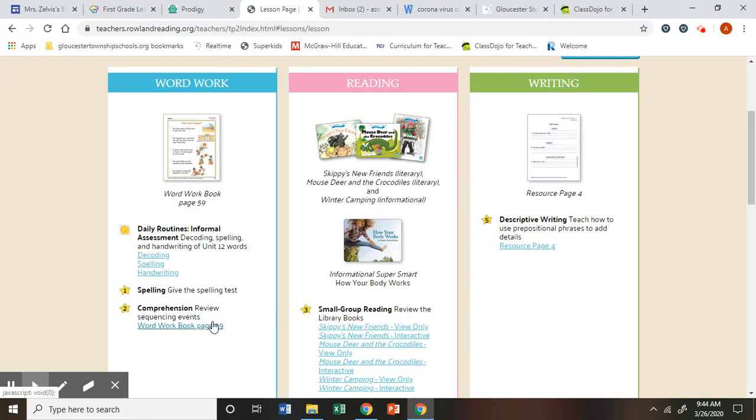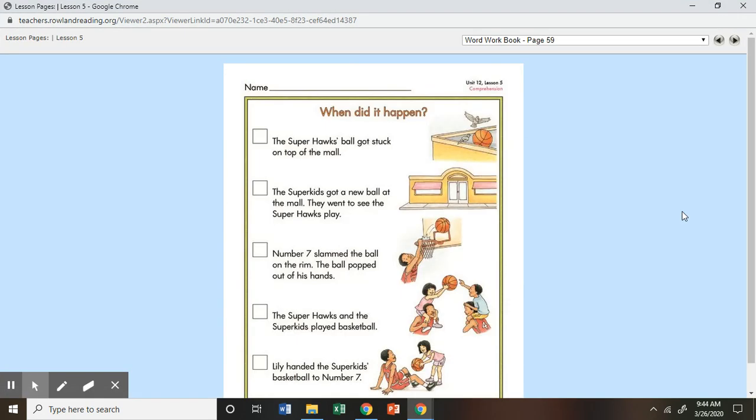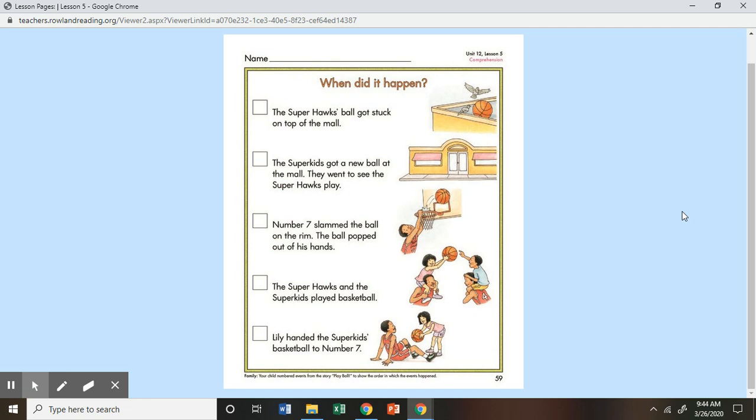Next thing you're going to do is take out your workbook. You only have 1 page in your workbook today. All right. Page 59, take your finger all the way to the top. We're going to read the title. It says, When Did It Happen? Okay, so there are 5 sentences, 5 parts of the story from Play Ball, and there are 5 boxes next to them. We've done this before. You need to put the boxes in the right order of when it happened in the story.